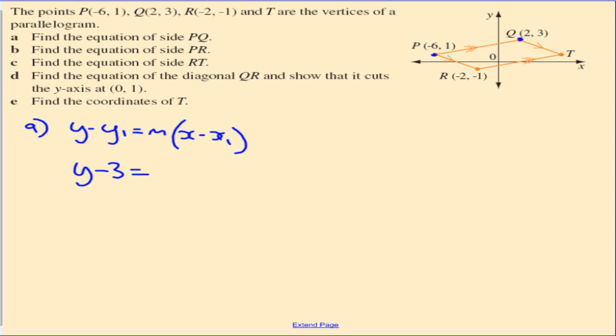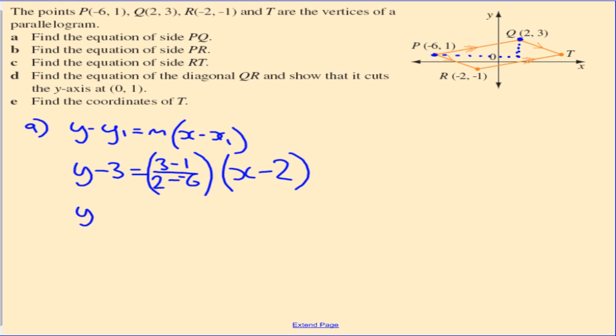Now remember, gradient is rise over run. So our rise is 3 minus 1. You get your Qy value and minus your Py value. That tells you how far your graph has risen. And to know how far your graph has run, you get your Qx value and you minus your Px value. So that's y2 minus y1 divided by x2 minus x1, or rise over run. And then you multiply that by x, take away my x1 point, because I picked Q, that is 2.